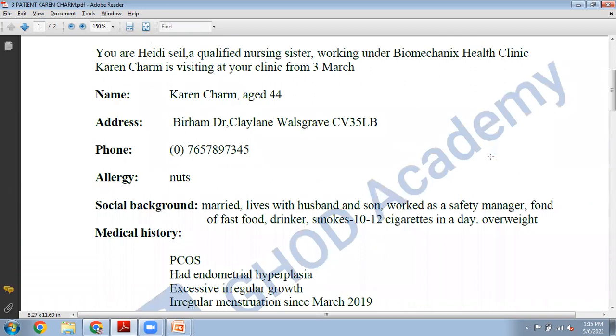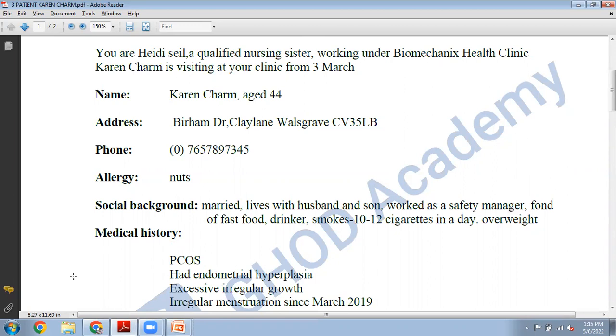Okay, details are here. You are Heidi Say, a qualified nursing sister working under Biomatics Health Clinic. Karen Chan is visiting your clinic from 3rd March. So the patient is visiting your clinic from 3rd March onwards. And detail of the patient is given, Karen Chan, aged 44. Obviously, we need both these details. Address, it's not at all useful. Phone number, no need. And allergy to nuts, that also we have to include. I mean, in this, we need the name and age and allergy to nuts. Only these things we have to take from here.